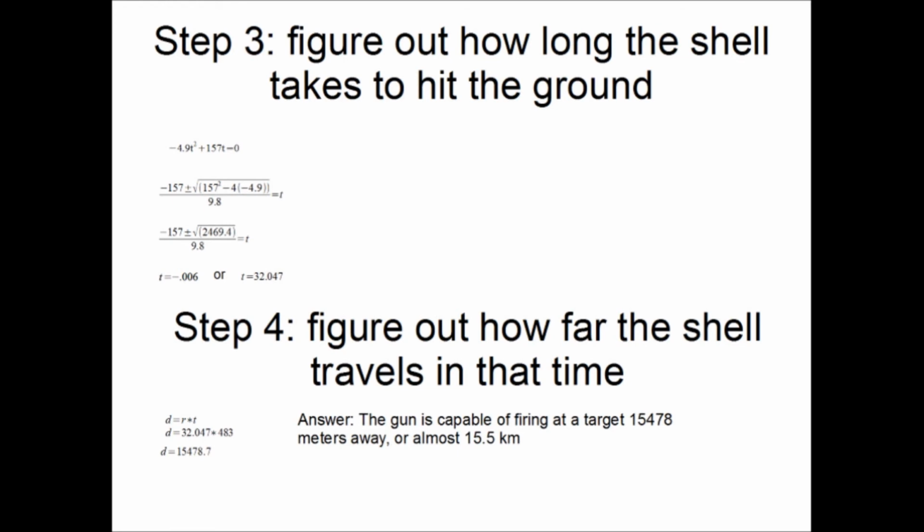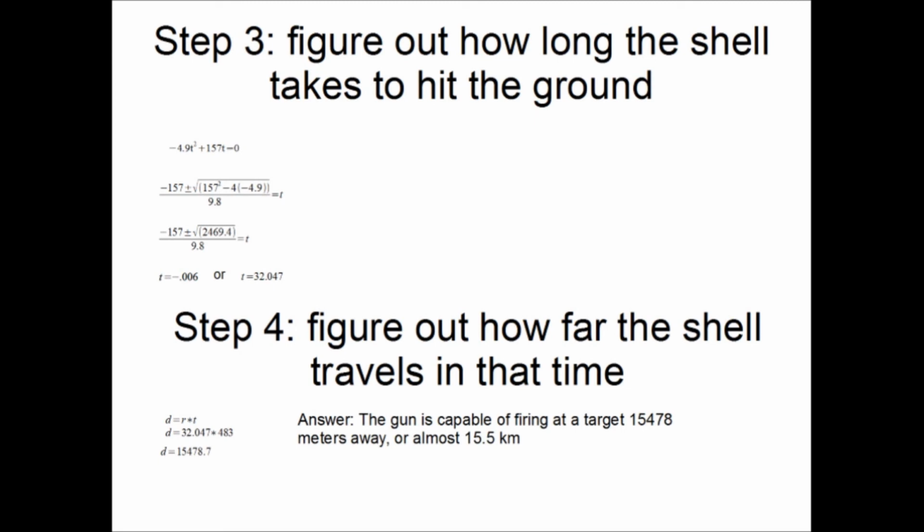We're almost done. Now we just need to figure out how far the shell travels over the ground. To do this, we use the formula distance equals rate times time, where rate is the 483 meters per second horizontal component of the shell's velocity that we determined earlier, and time the 32.04 seconds that we just came up with. Multiplying these two numbers together yields a result of 15,478.7 meters.